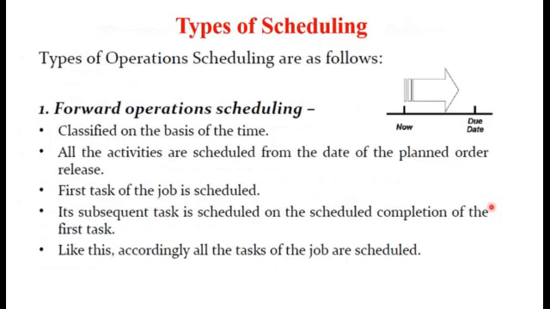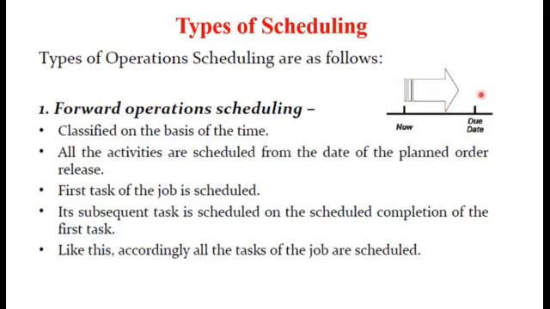Now, types of scheduling. There are basically two types of scheduling. One is called forward operations scheduling, and the second is called backward operations scheduling. The first one is forward operations scheduling. Here we can see it is scheduled in the forward direction. It is classified on the basis of time. These forward and backward operations schedulings are classified on the basis of time.